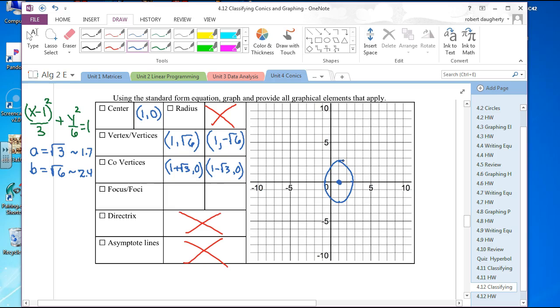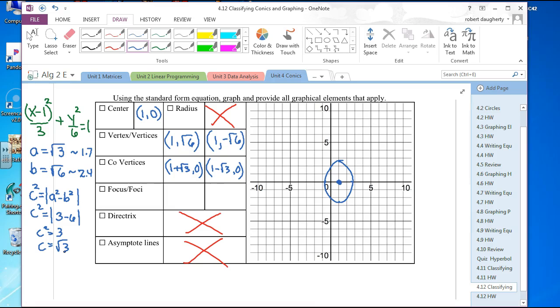Now, to find the focus, what's the formula for focal length in an ellipse? C squared equals the absolute value of A squared minus B squared, okay? So C squared is equal to the absolute value of, what's A squared? A squared is 3. What's B squared? 6. What's 3 minus 6? Negative 3, but what's the absolute value of negative 3? 3. C squared is equal to 3. Therefore, C is equal to square root of 3, okay?